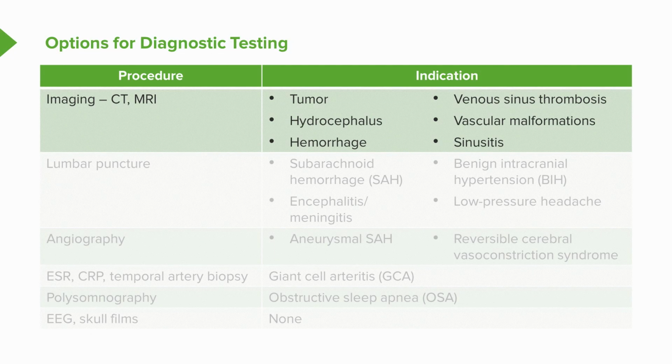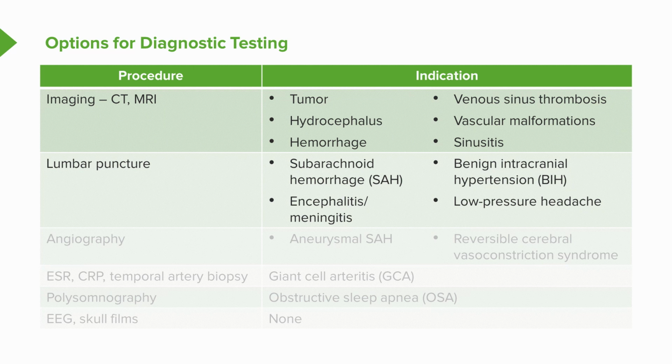We can think about some of the tests that are available to us and the headache types that they would evaluate. Imaging, like CT and MRI, are important for evaluating tumor, hydrocephalus, increased intracranial pressure, hemorrhage, venous sinus thrombosis, vascular malformations, and sinusitis. Lumbar puncture looks for things in the CSF space, so subarachnoid hemorrhage, encephalitis or meningitis, and then benign intracranial hypertension. That's where the CSF is not abnormal, there's not infection or blood, but there's increased pressure because of increased CSF production, and this presents with a high-pressure headache.